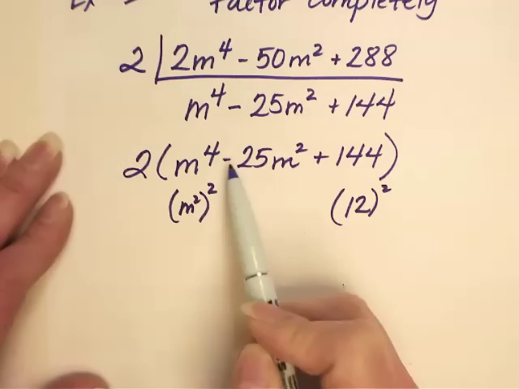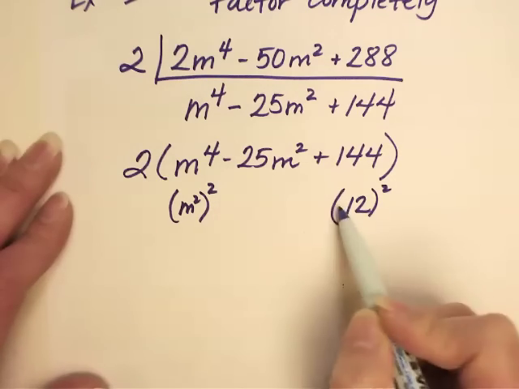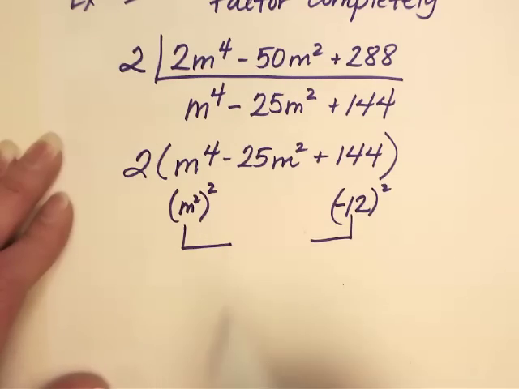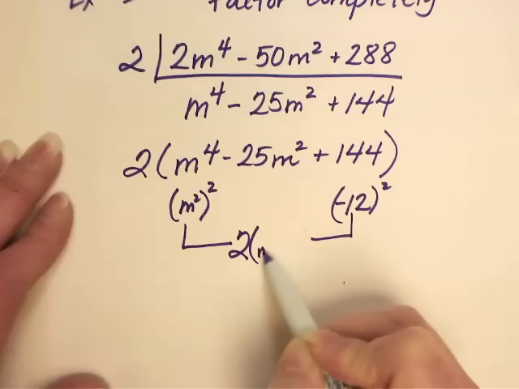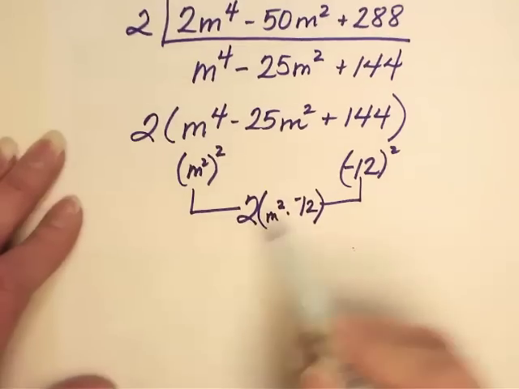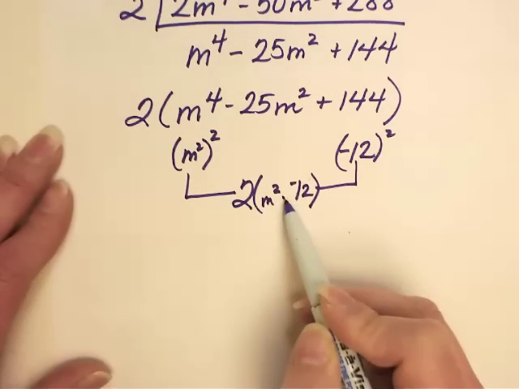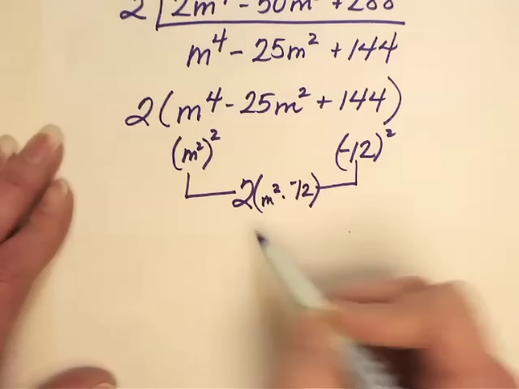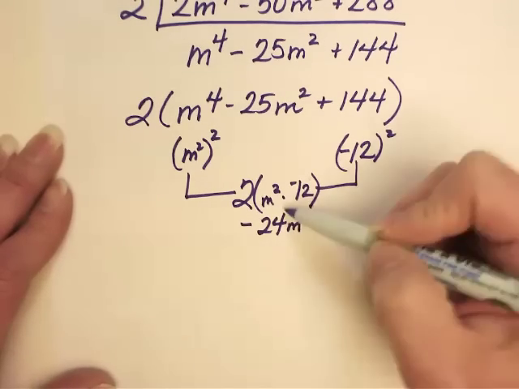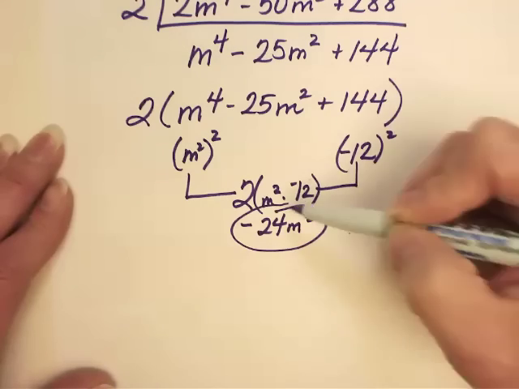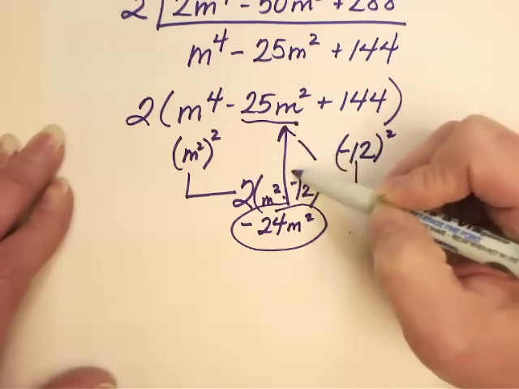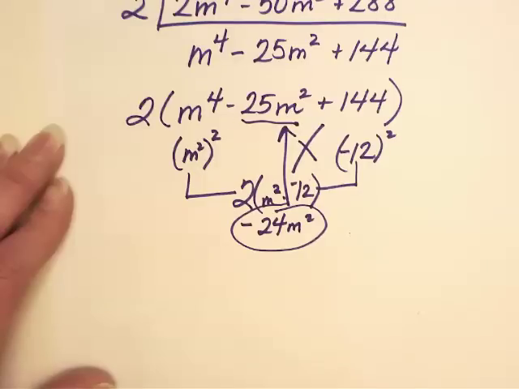And if I take a look at that middle term, it says it's a minus, so this will be a negative sign. Now I'm going to check that middle. Do I have 2 times the first times the last? This happens to be 2 times m squared times a negative 12, which comes out to negative 24m squared. So I'm going to check. Does this happen to be the same thing as this? And the answer, unfortunately, is no, it's not. So this is not a PST.